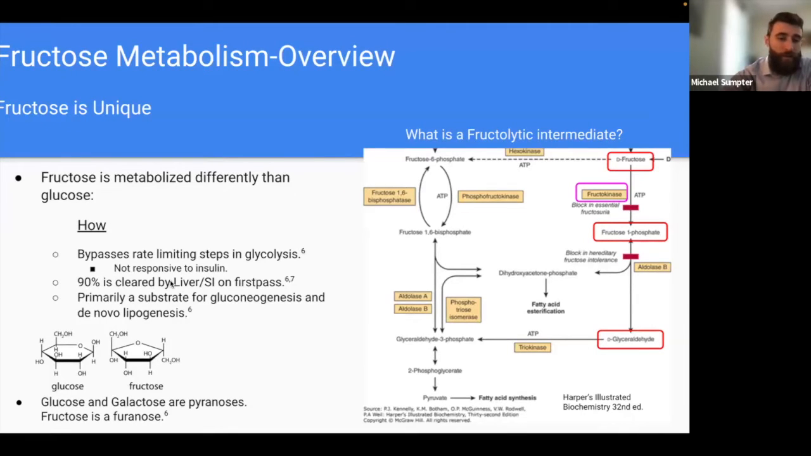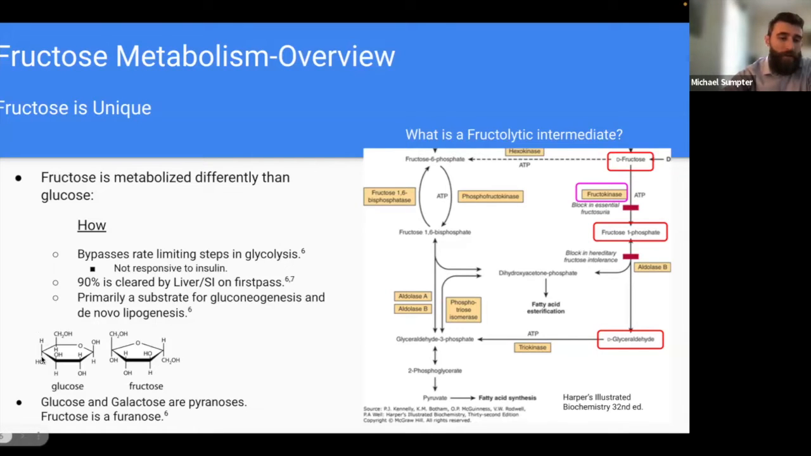Also, 90% of fructose is cleared by the liver and small intestine on first pass. This means that very little fructose is actually going to make it to caval circulation, and skeletal muscle, adipose tissue, and the brain will actually very rarely see fructose. So they don't really have to worry much about how its metabolism will be affected there. And finally, fructose is primarily a substrate for gluconeogenesis and de novo lipogenesis. So unlike glucose, fructose isn't really burned for its caloric energy. We actually use it more as a carbon backbone for some other molecules.